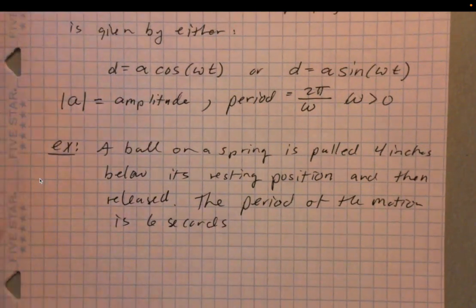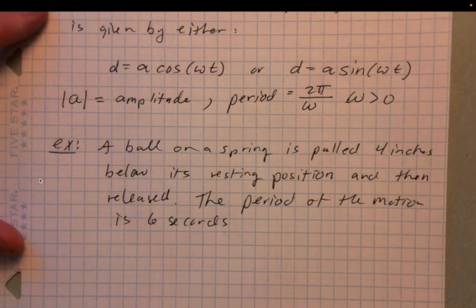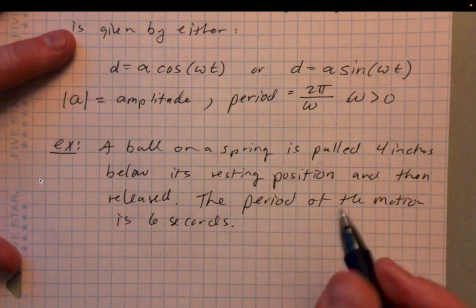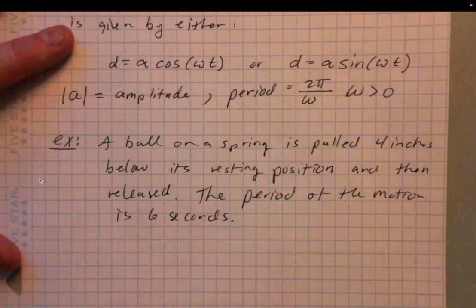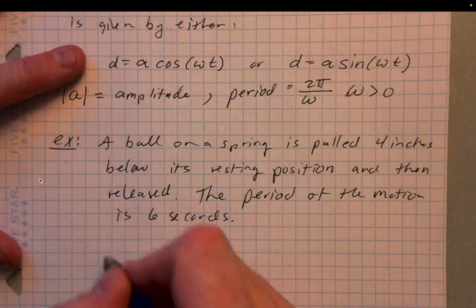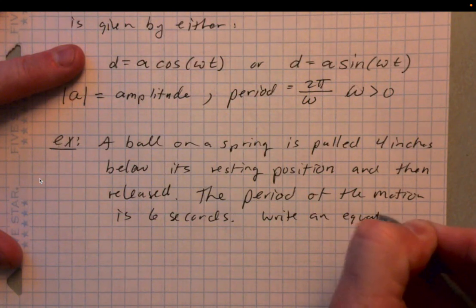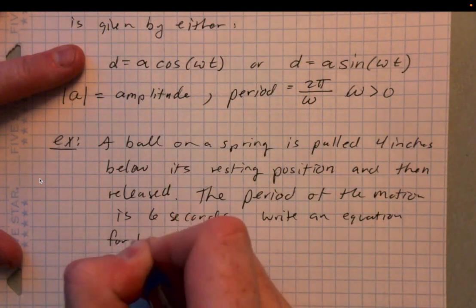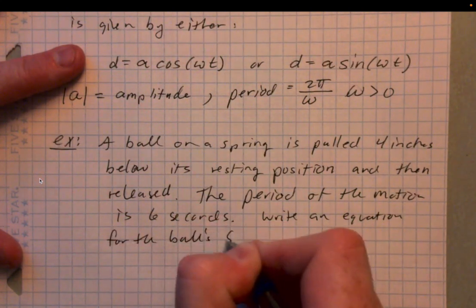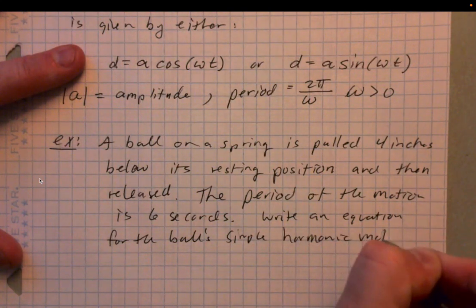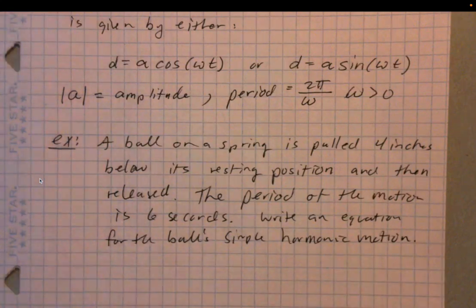That's a very long period, right? It takes 6 seconds before the ball starts to repeat itself. So the period of the motion is 6 seconds. Our task is to write an equation for the ball's simple harmonic motion.